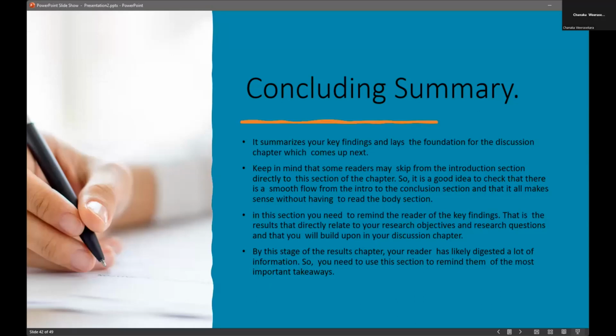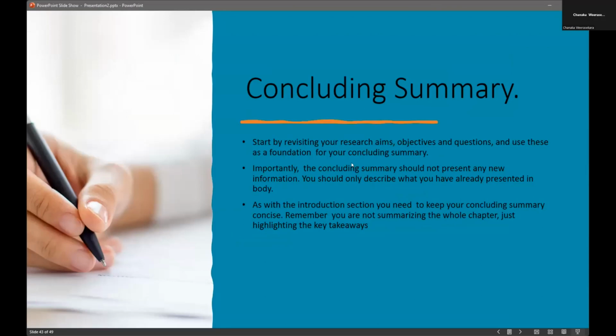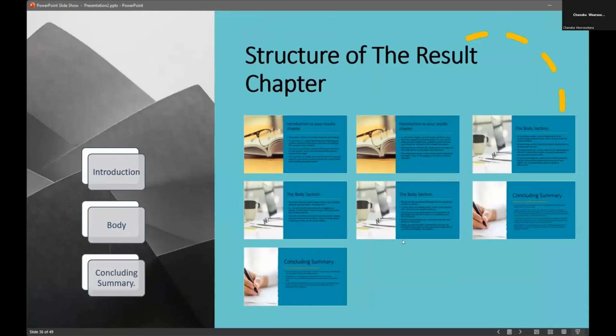Because this summary paves the path towards the discussion chapter, not the conclusion chapter. Discussion is actually the next section, right? So only after discussion do we go for the conclusion. So these are the things that you can think of when you are thinking about the concluding summary. So that's the basic idea.